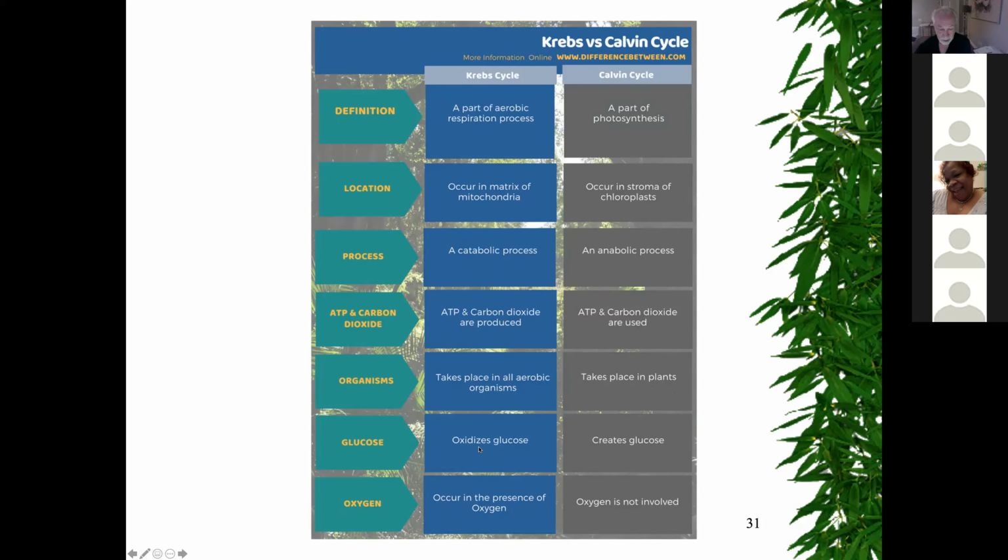The Krebs cycle oxidizes glucose. That means it breaks it down. The Calvin cycle produces glucose. And finally, the Krebs cycle occurs only in the presence of oxygen, whereas the Calvin cycle is indifferent. It doesn't matter if oxygen is there or not. So this is just, I think, a convenient comparison of the two cycles, and you will need to know the distinction between the two kinds of cycles for the upcoming tests.